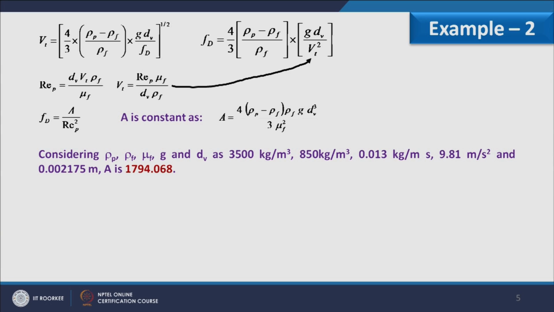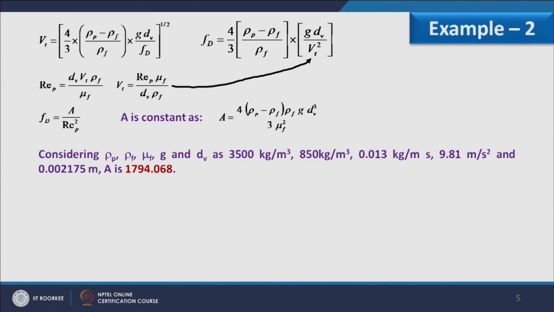Considering the values of the known parameters, that is rho p, rho f, mu f, g and dV, as 3500 kg per meter cube, 850 kg per meter cube, 0.013 kg per meter second, 9.81 meter per second square, and 0.002175 meter as the volumetric diameter. Considering all these values, we can calculate the value of A, which comes out as 1794.068.